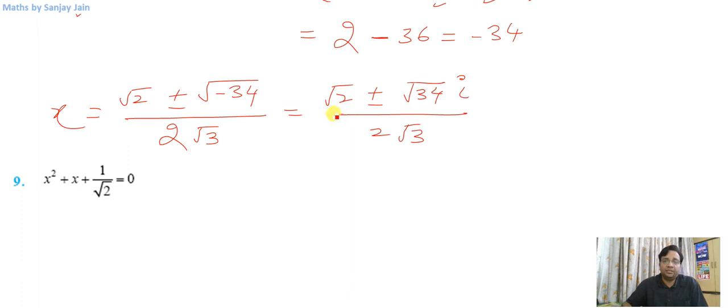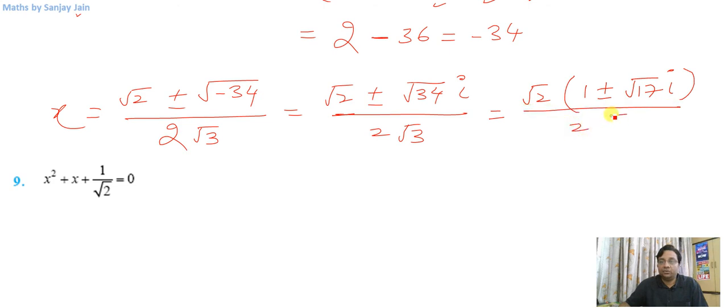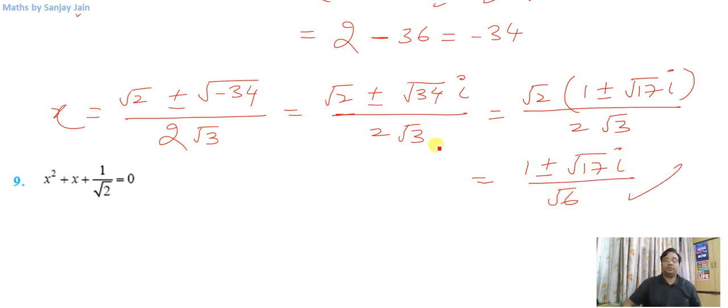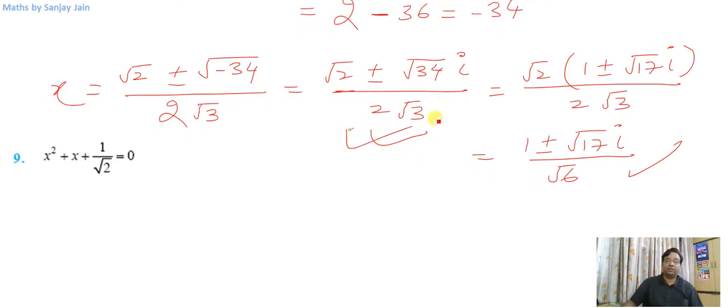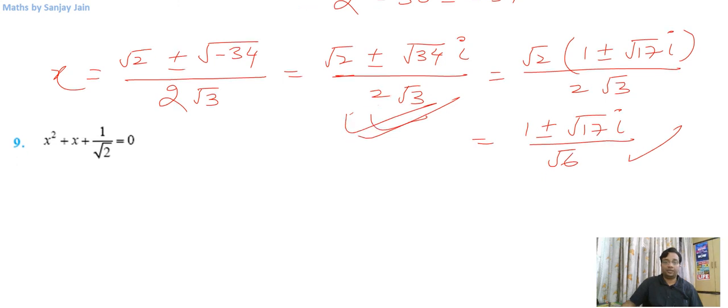This answer may be written in another format in some of the books. I don't know about that, but I see that I can take root 2 outside from the numerator, so I can write it as 1 plus minus root 17 iota here, and then 2 root 3 here. So eventually I can write it as 1 plus minus root 17 iota divided by root 6. This can also be another format of writing the solution, but if you write this it is perfectly alright.